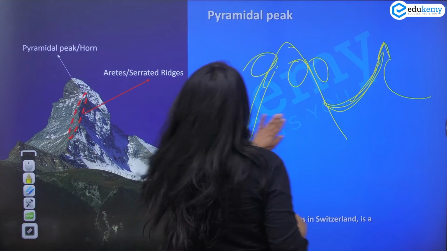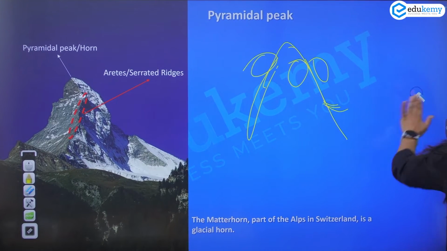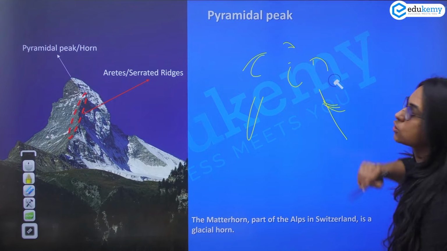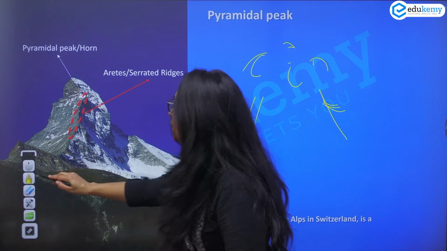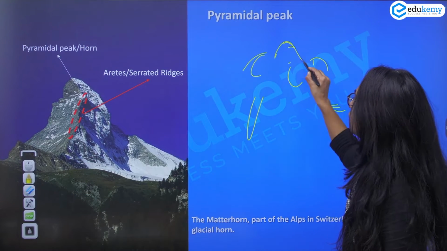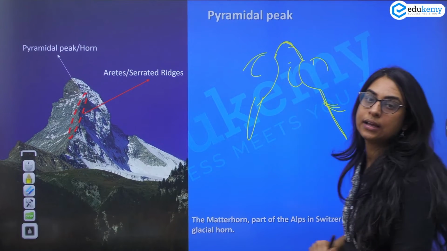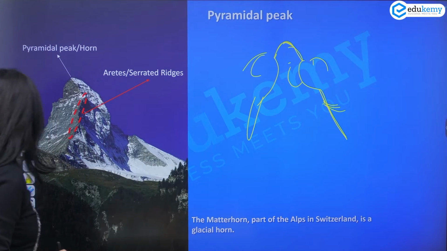This peak will stand out in a nice manner. So if this wall is also being steepened, then what will happen is you will have a peak which will stand out. Let's understand the diagram here.